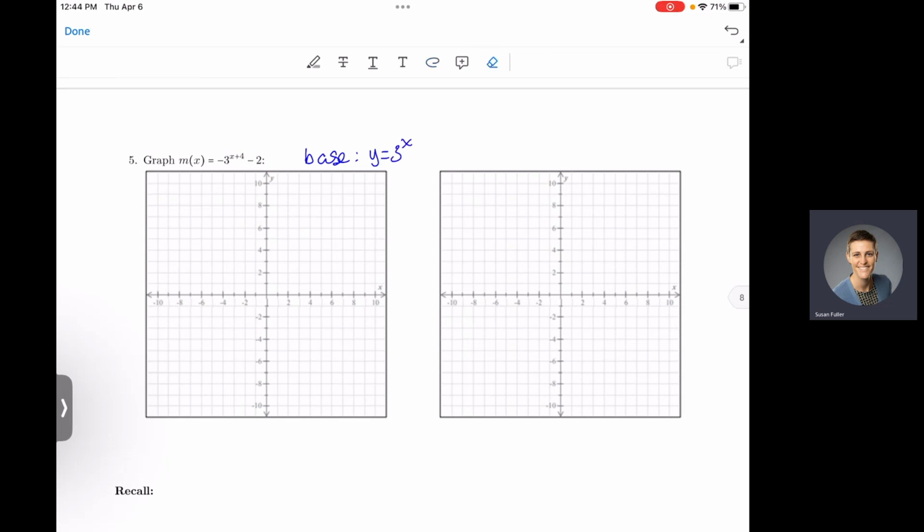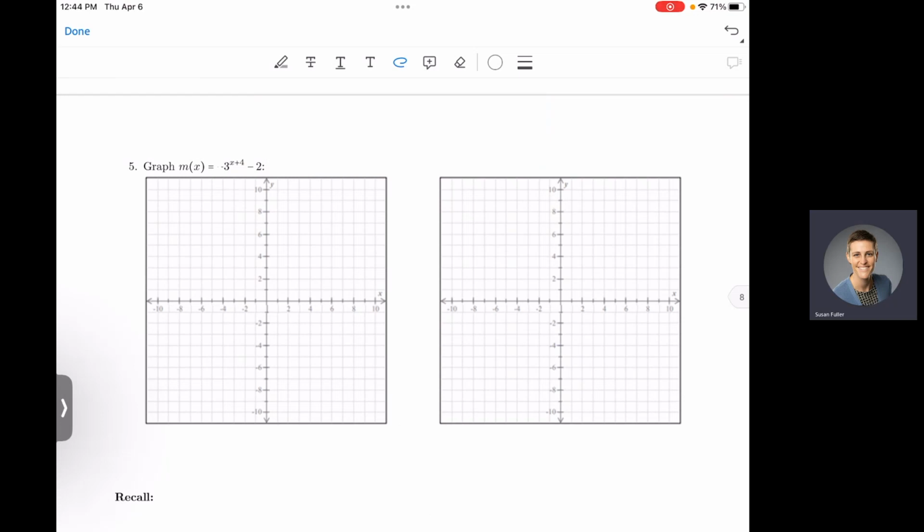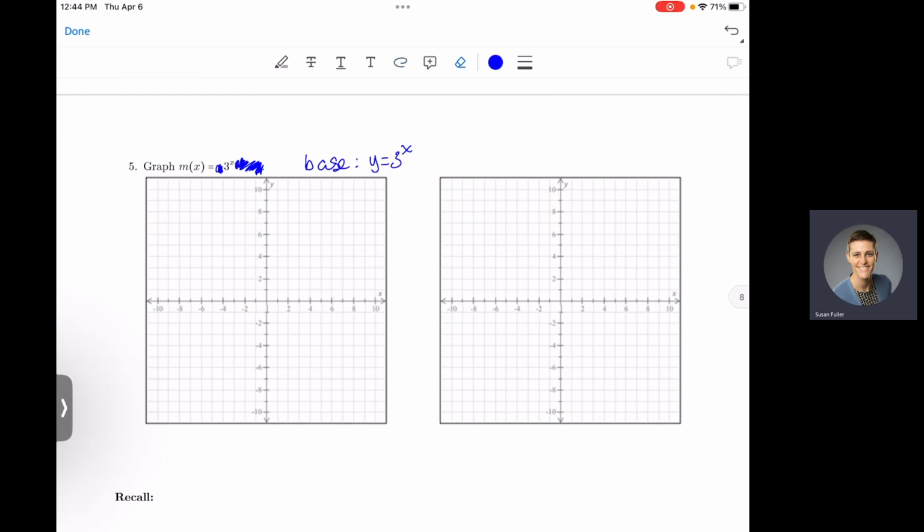If you remove anything that makes a transformation, so if I remove this and this and this, those all create transformations. 3 to the x is what I have left. So that's why my base is y equals 3 to the x power. Okay, so that's my base function. So I've got to figure out what that looks like.